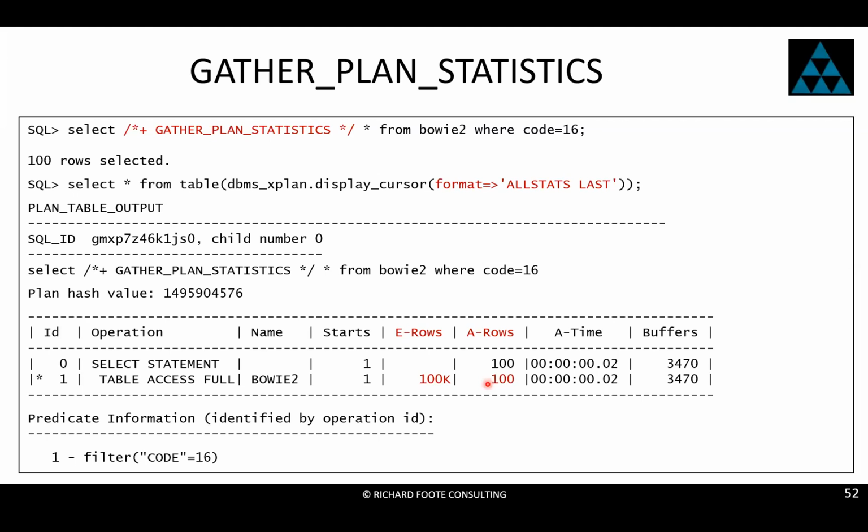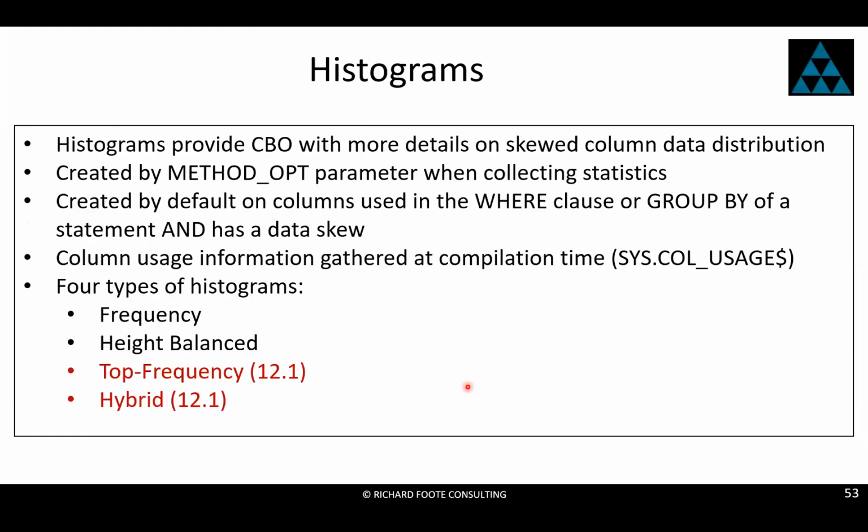And that's often where you need to focus. I've got a point in my plan where Oracle's estimating 100,000 rows, but in actual fact, he's only retrieving 100. So clearly, I've got some deficiencies in my optimizer stats at this point, which introduces histograms. Histograms are where we can give Oracle additional information so it can identify data skew.